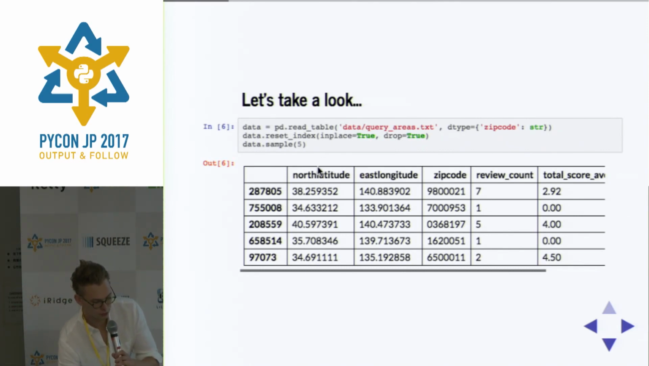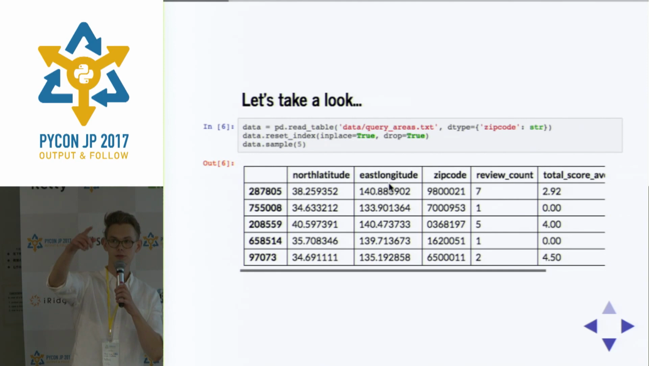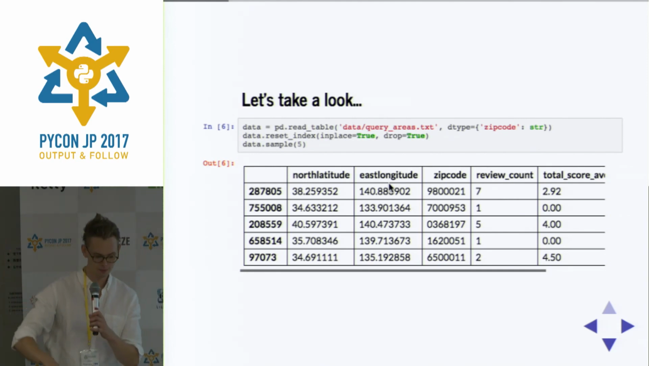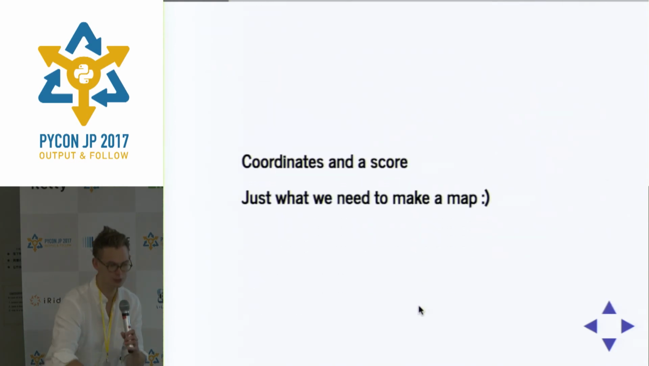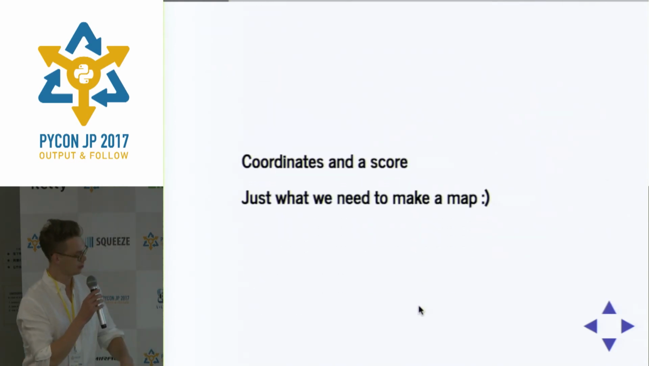You can see the first two columns here are the latitude and longitude, so the coordinates. So you can place the data points on a map. And then we have some average score and review counts and so on. So this is actually exactly what we need to make a map, right?